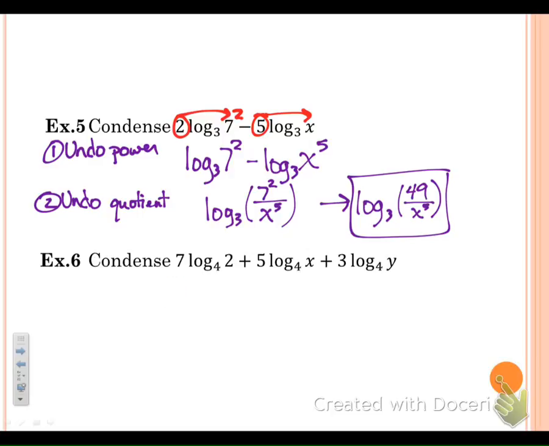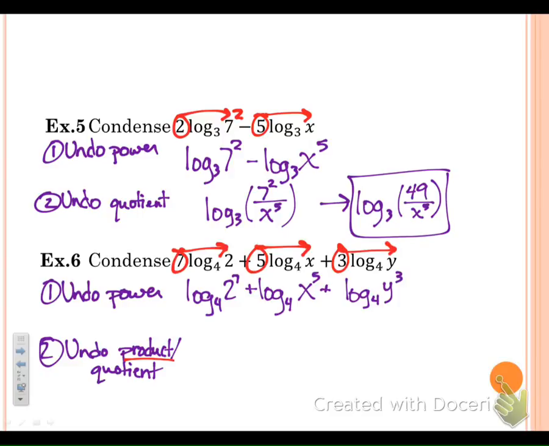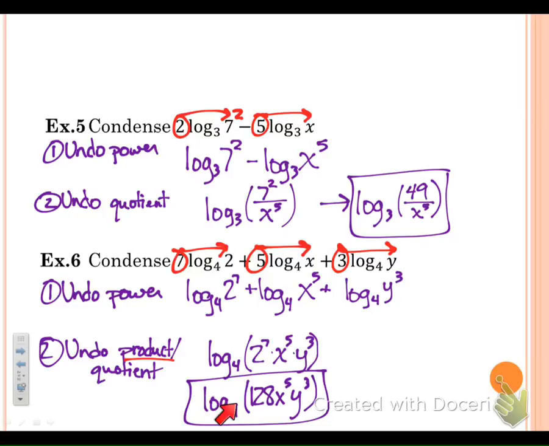So on to the next problem. We're going to undo the power rule and then undo quotient or product if needed. Because every single logarithm is being added, we're taking 2 to the 7th times x to the 5th times y cubed. And the last step will be to clean it up. Can I clean something up inside those parentheses? So when we clean it up, just compute whatever we have.